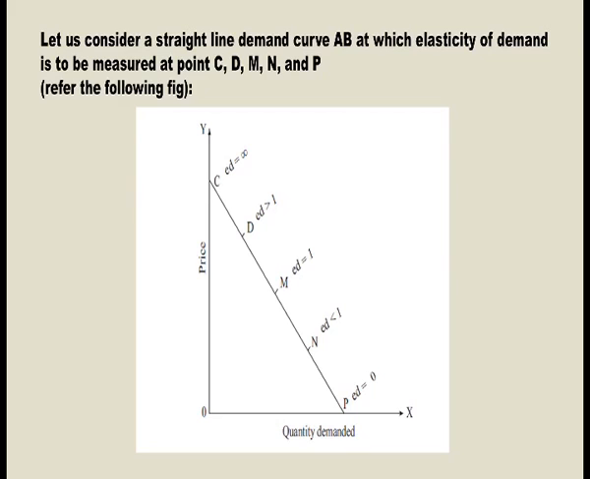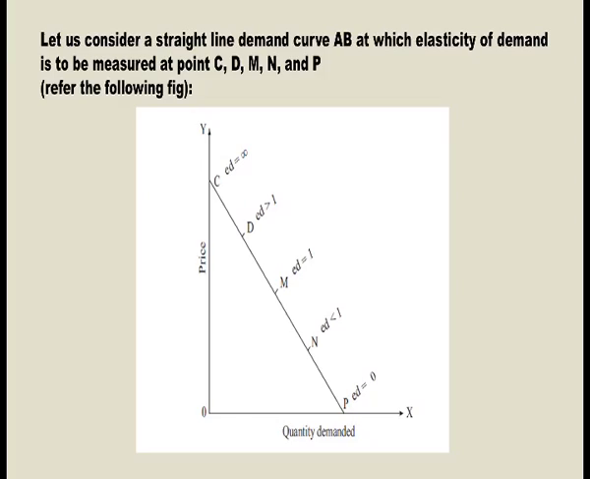Now we can take the case of point D. At the point D, the lower segment of the demand curve is CP, whereas the upper segment of the demand curve is CD. Lower segment is higher than the upper segment, so we get the elasticity of demand more than 1. So these are the different cases of elasticity of demand in the case of the geometric method.